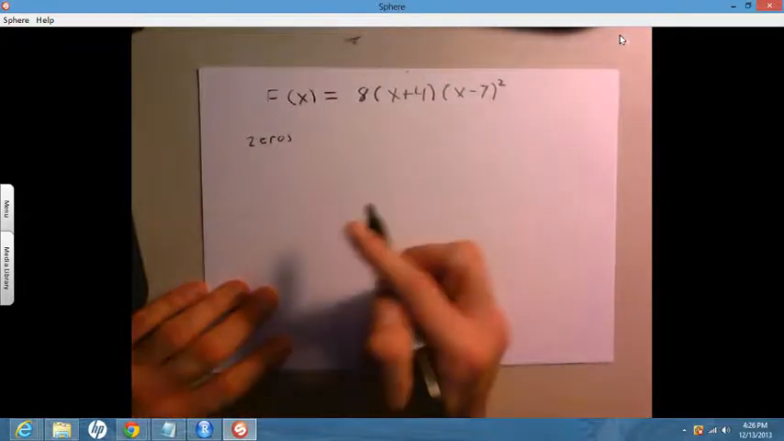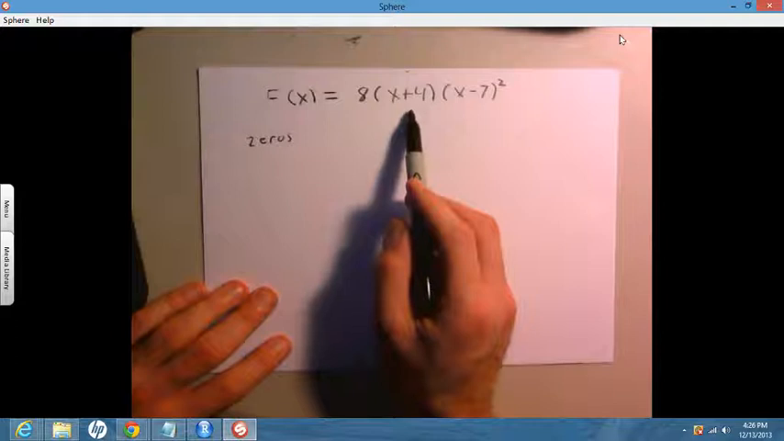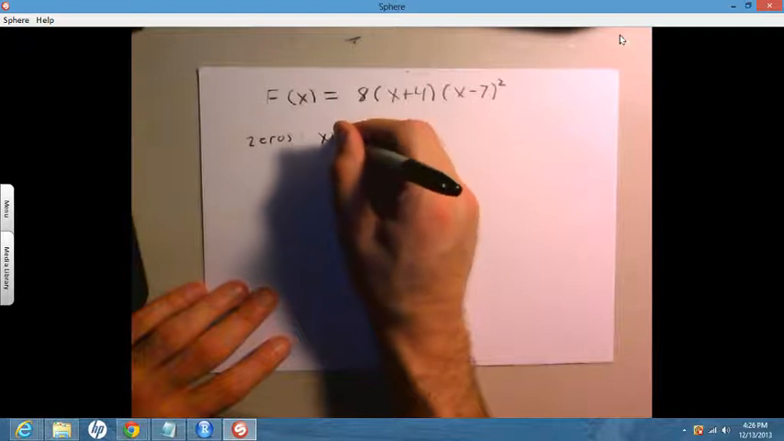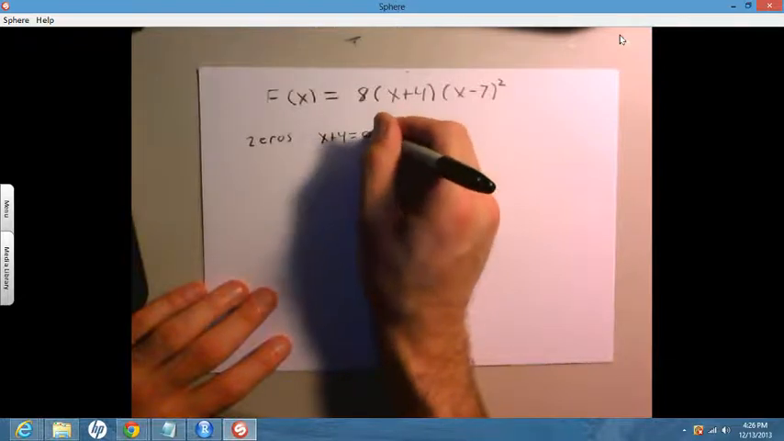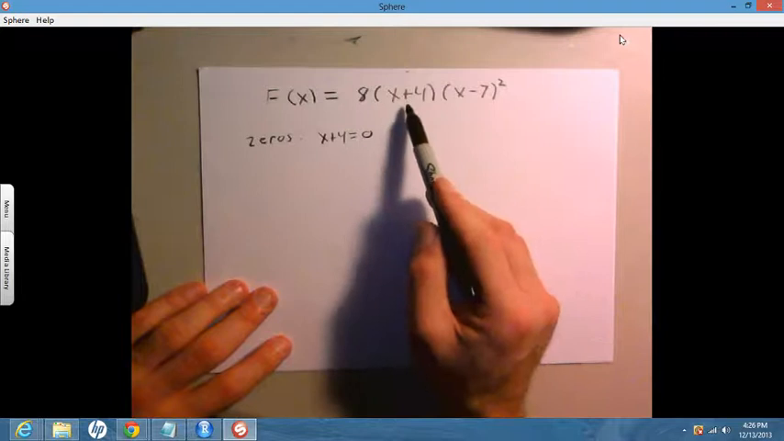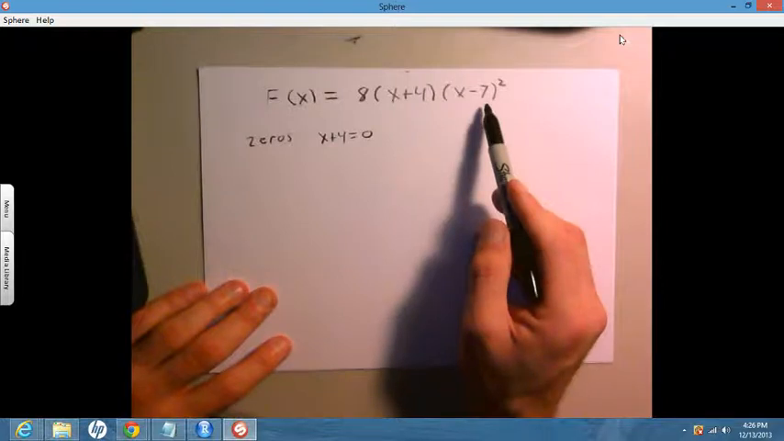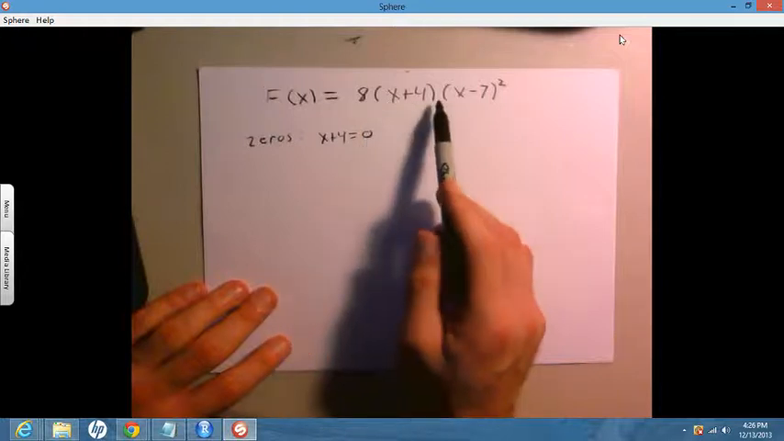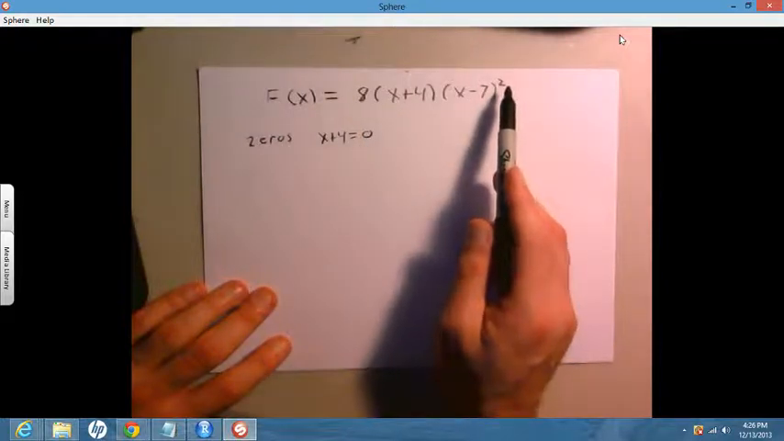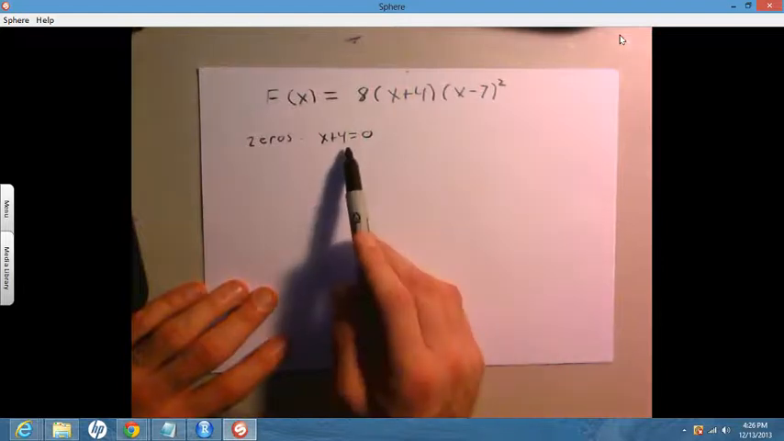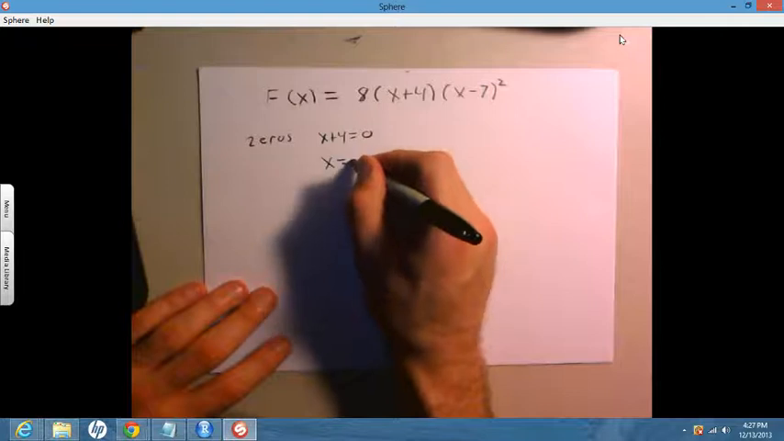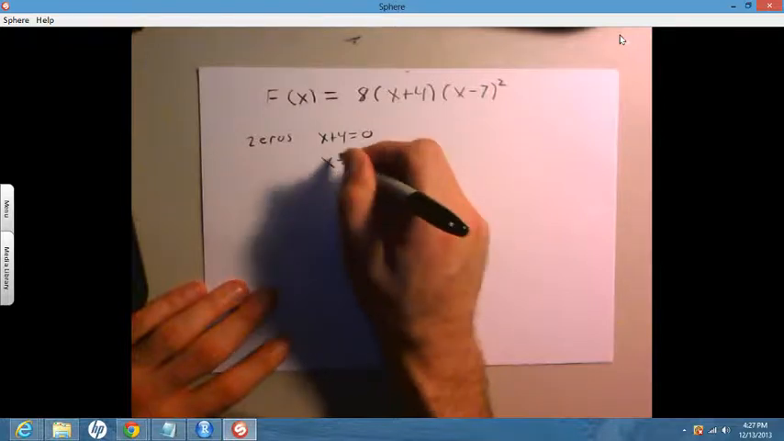My first factor is given by x plus 4. So I'm going to take x plus 4 and set it equal to 0. Now note, when a function is factored, I just have parentheses back to back. There's no addition in between the sets of parentheses. It's just all multiplication. x plus 4 times x minus 7 squared, right? So I take my first factor, set it equal to 0, and solve for x. And I get x equals negative 4.